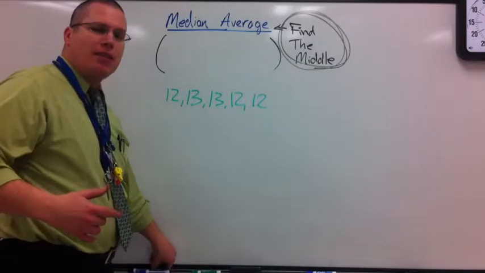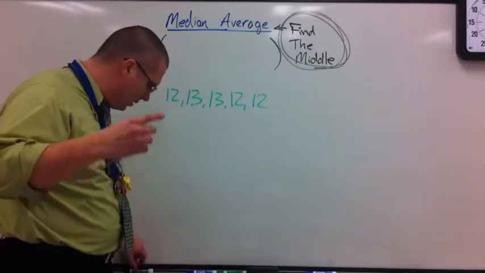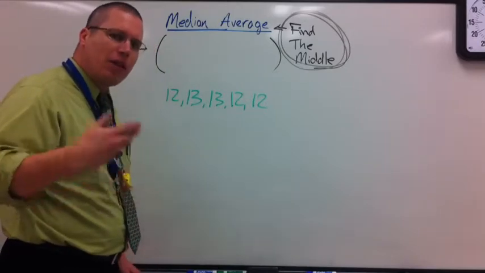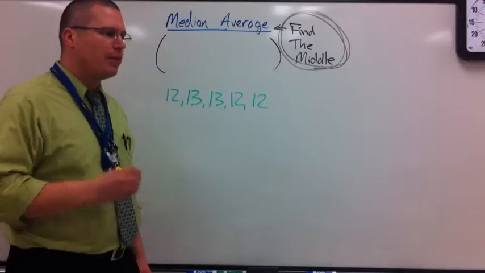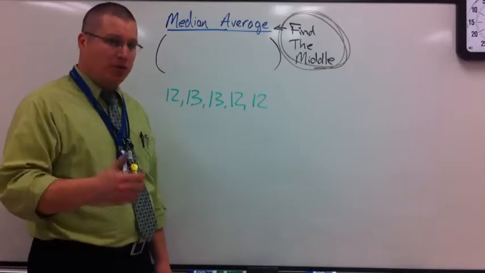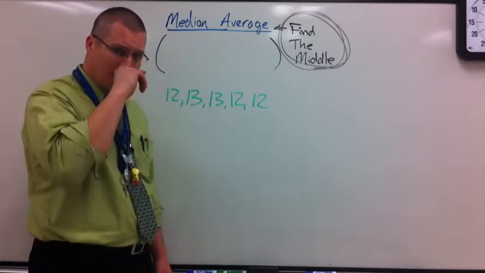The second type of average is called the median. Now you have to remember there are three types of average: mean, median, mode. They each have their own purpose. Yes, they're all designed to find the middle, but sometimes the mean is better to use, sometimes the median is better to use, and sometimes the mode is best to use.